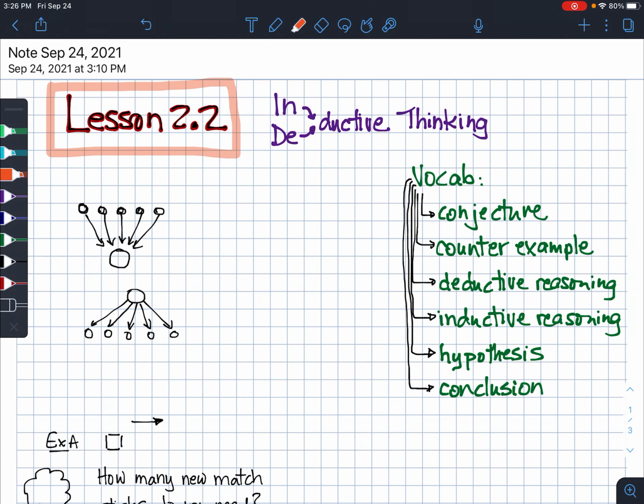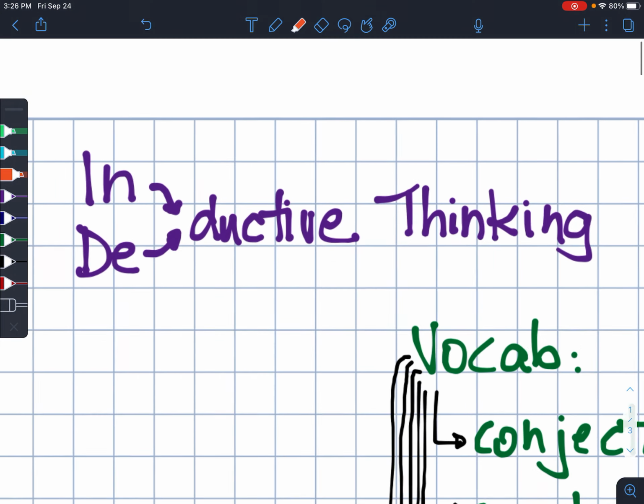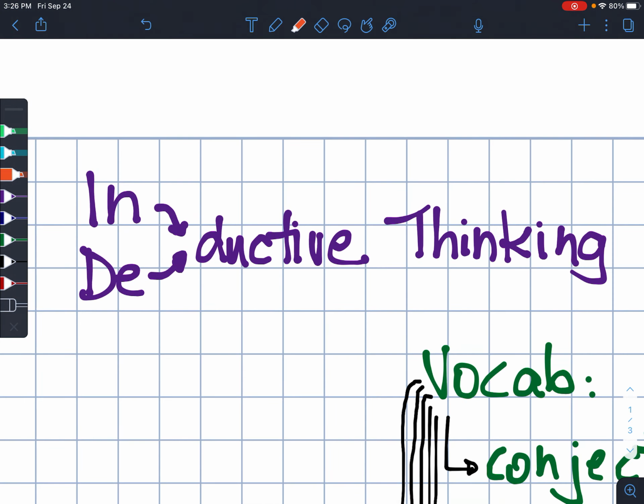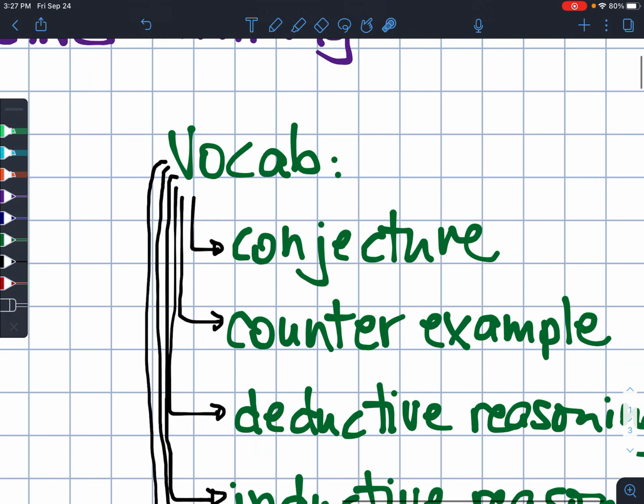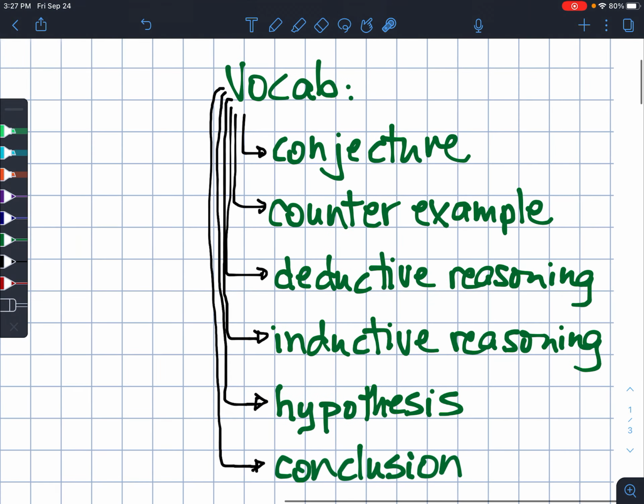Here we go. Lesson 2.2. This is about different types of thinking, specifically inductive and deductive thinking. Here's some of the words you're going to use during the lesson: conjecture, counterexample, deductive reasoning, inductive reasoning, and hypothesis and conclusion.